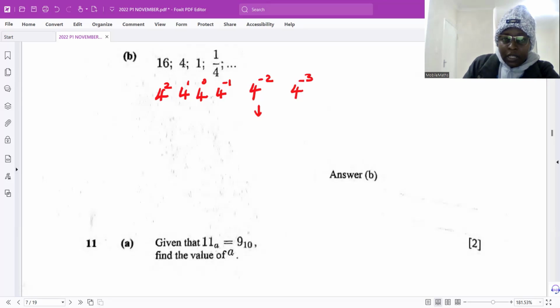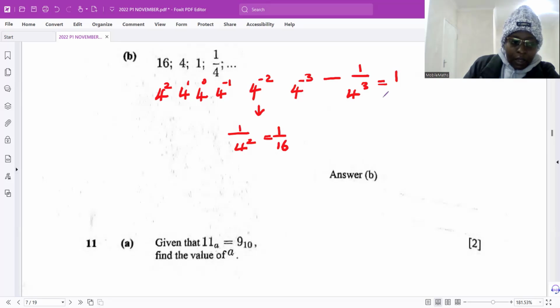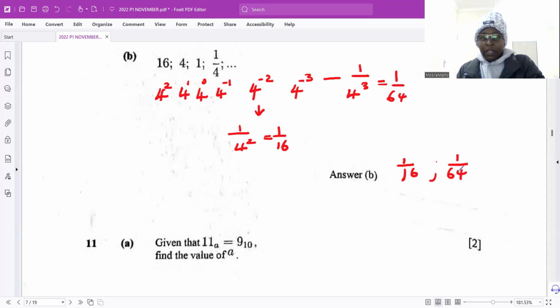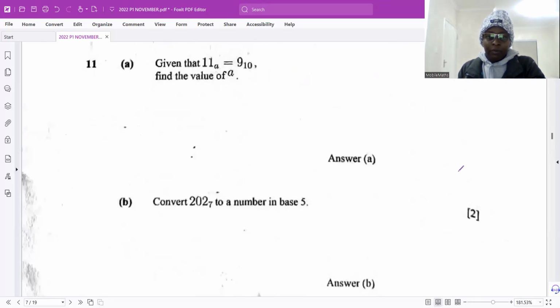So let's write this one as 1 over 4 squared, which gives 1 over 16. Okay. Then for this one, we get 1 over 4 cubed, which is 1 over 64. So it means our terms are 1 over 16 and 1 over 64. Okay. Fine. Let's move on to number 11.